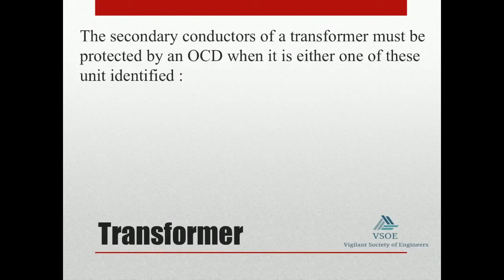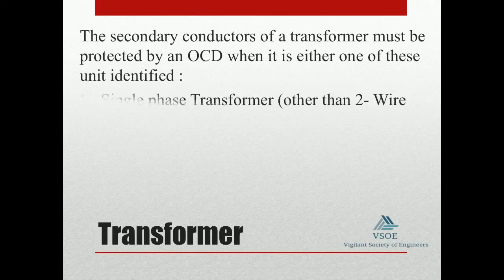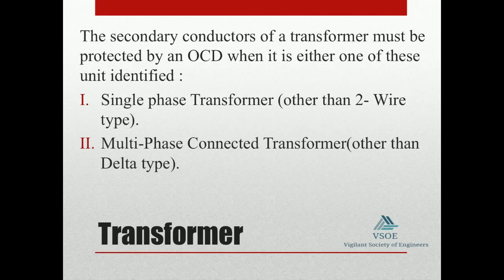The secondary conductor of a transformer must be protected by an overcurrent protection device when it is either one of these units identified below. That is, a single-phase transformer other than the two-wire type, or a multi-phase connected transformer other than the delta type.